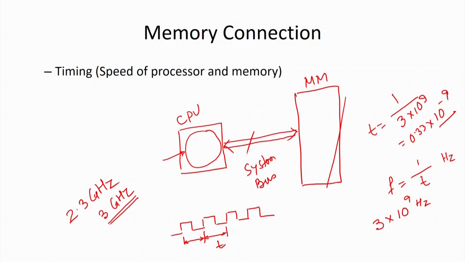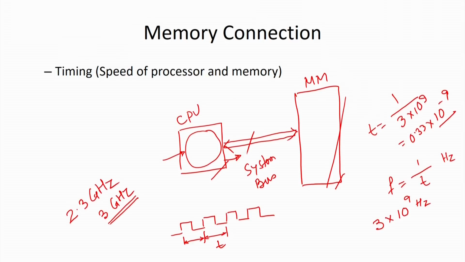So, while constructing our main memory, we generally use a slower technology just to reduce the cost. So, here we are using a slower technology, and there we have a faster technology. So, somehow we have to synchronize these two operations. For that we need some synchronization signal or timing signal.